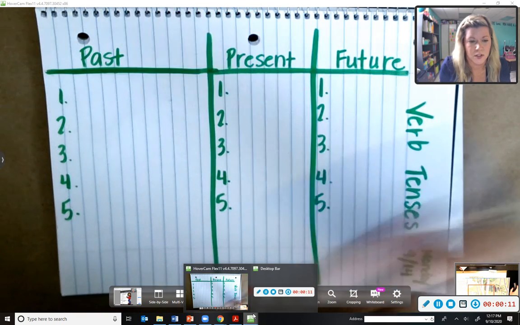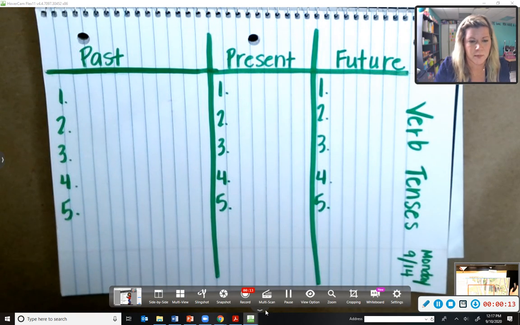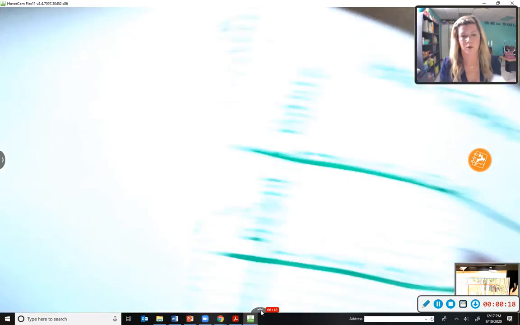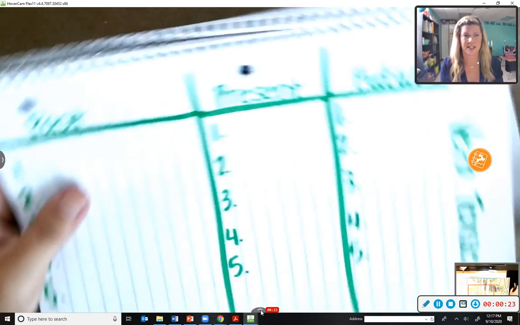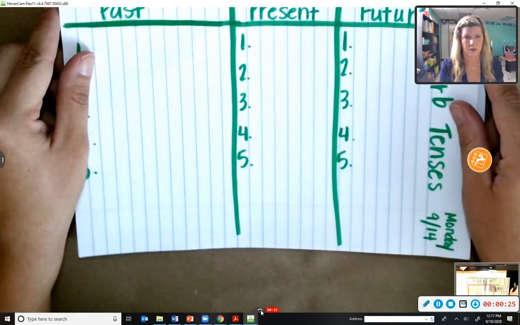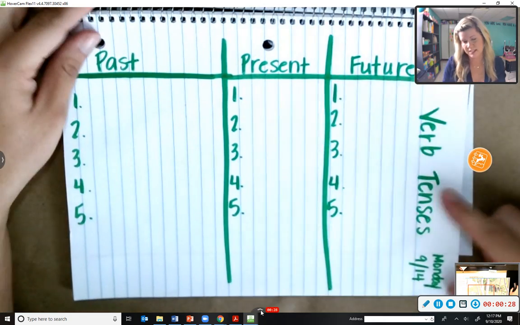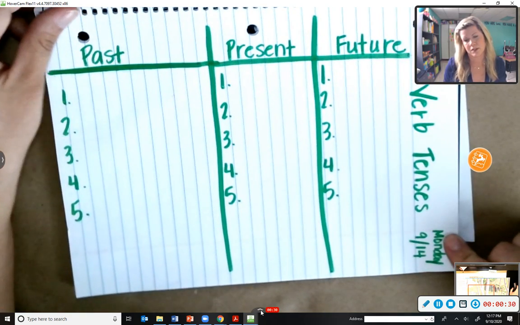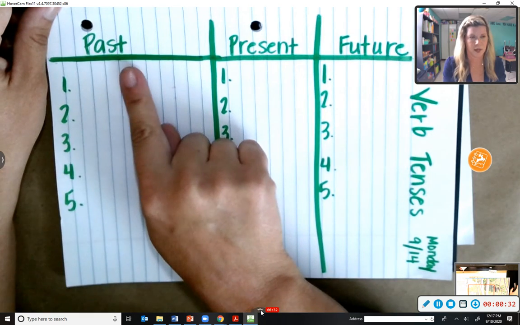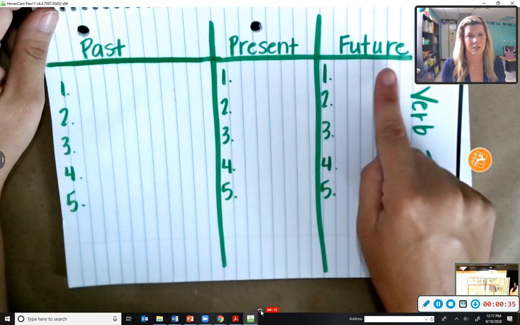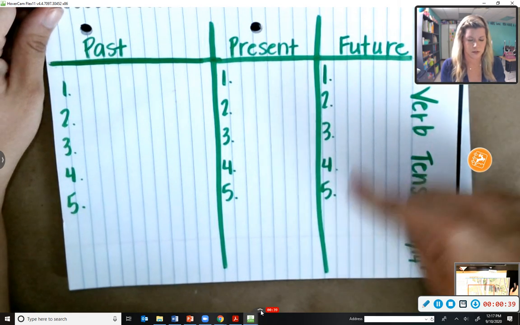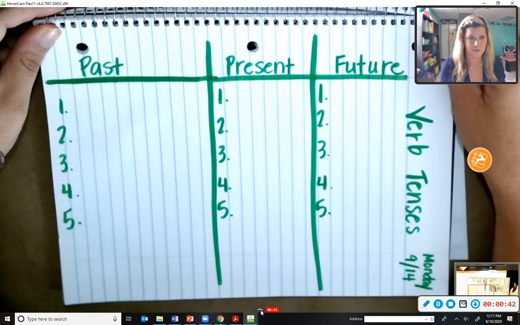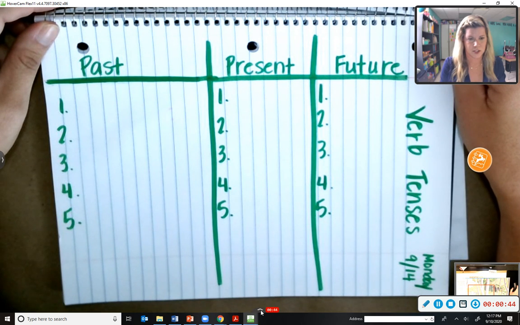So the first thing I want you to do is get your spiral, and we're going to turn to a clean page. We're working in our reading notebook. Turn to a clean page and set it up just like you see here. We have verb tenses for our title, the date, and then I want you to put past, present, future, and put 1 through 5 going down. Okay? So 3 different sections.